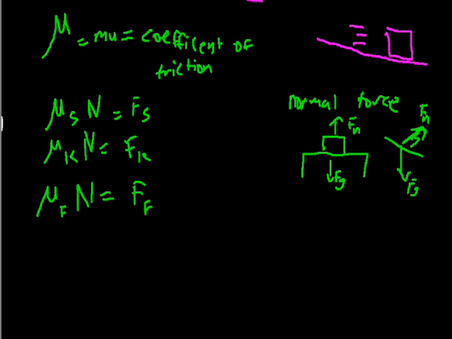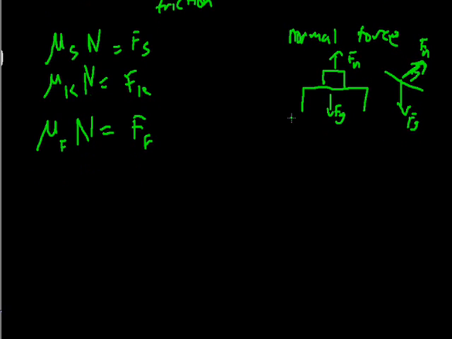So what are these coefficients? What does this mu mean? In every physics problem, they're going to essentially specify what mu is. Basically, it's the frictional constant. For example, if we look at ice, the frictional constant is going to be lower. The coefficient is going to be lower than, for example, if we were to look at carpet.